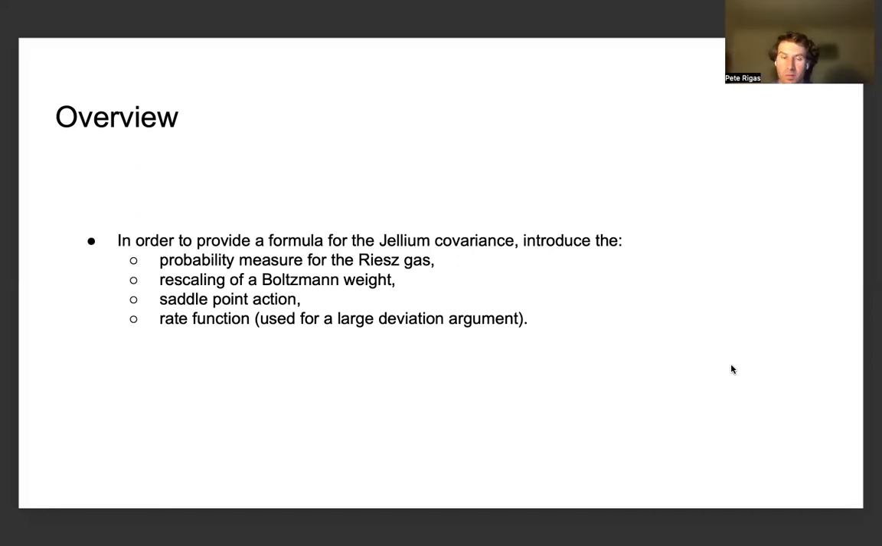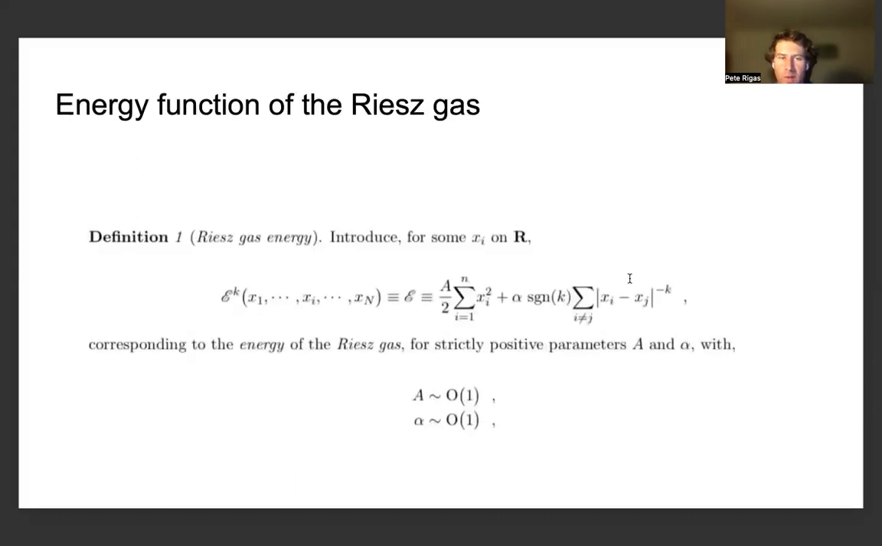So this is an overview of all of the quantities that we're going to make use of in this study to provide a formula for the covariance of the Jellium model between two linear statistics. So first, we have to begin with the energy function of the Riesz gas.